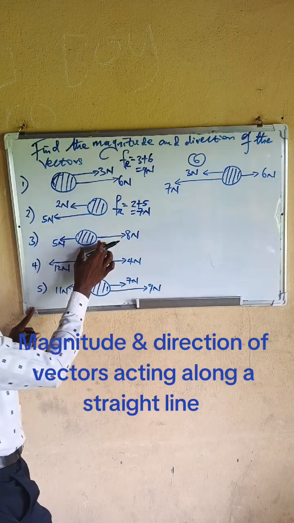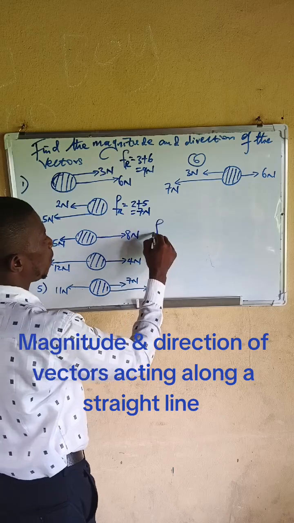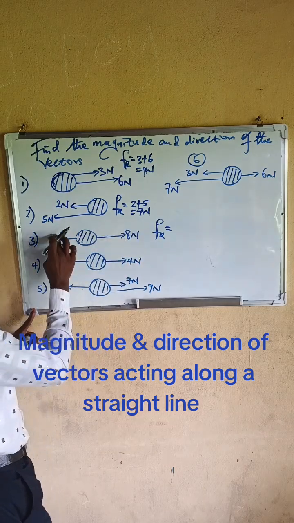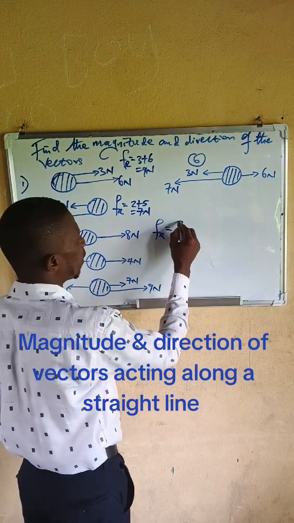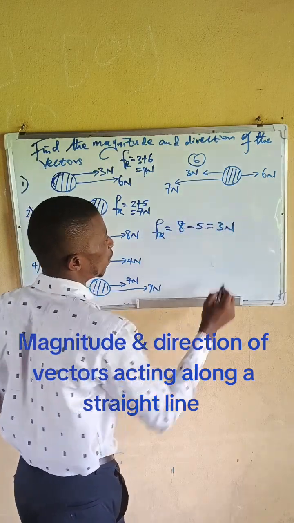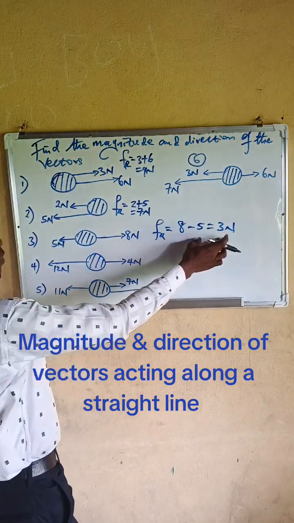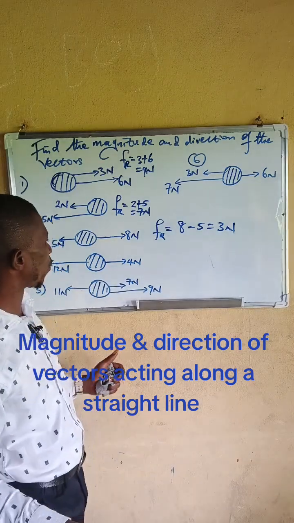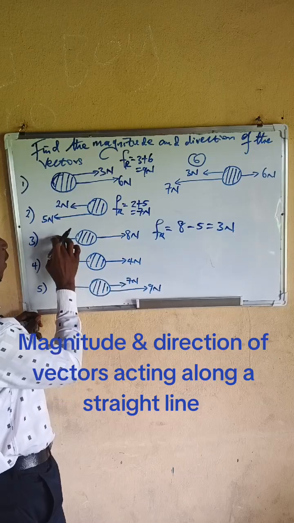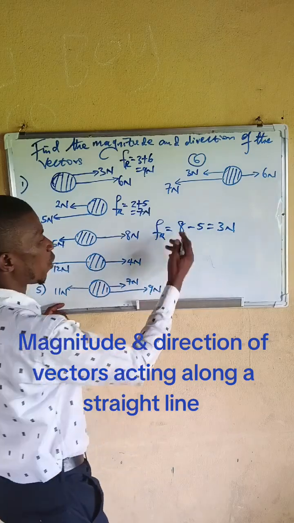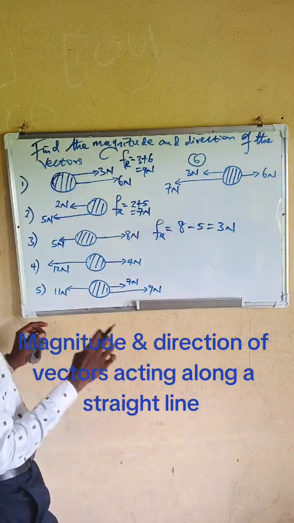What about this one? How do we get this one? The magnitude of the vector is going to be 8 minus 5, and that is 3 Newton. So the magnitude of the vector is 3 Newton. What of the direction? This one is greater than this, so the direction is towards your right-hand side. That is the direction.